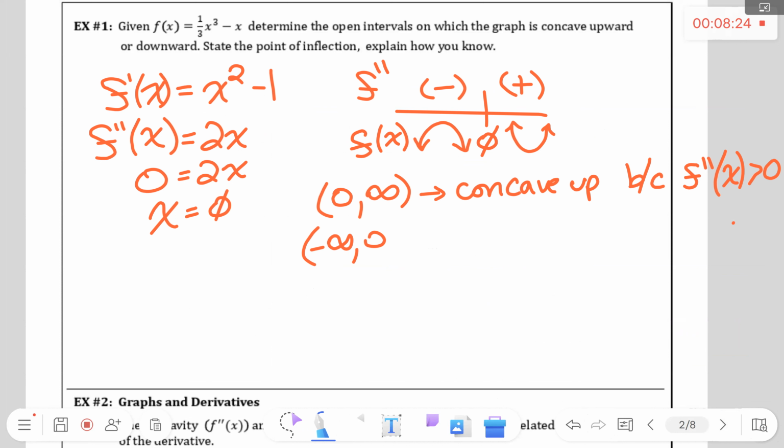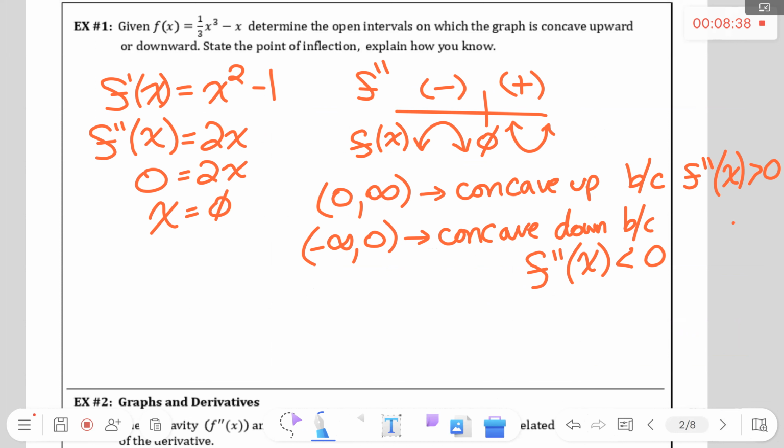Negative infinity to 0 is concave down because f double prime of x is less than 0. Did I fully answer the question?